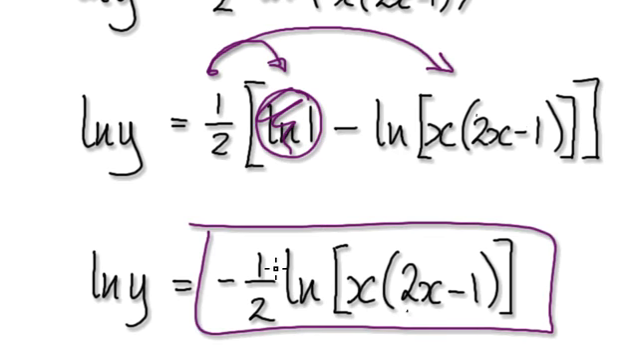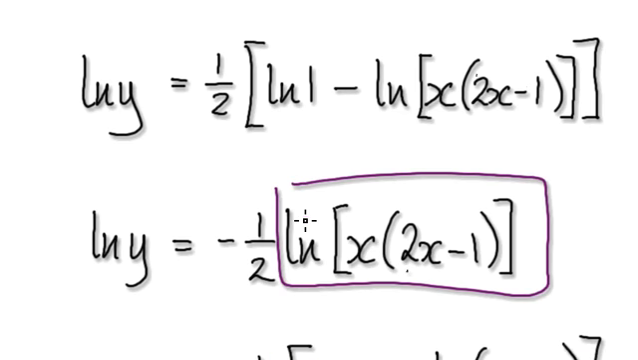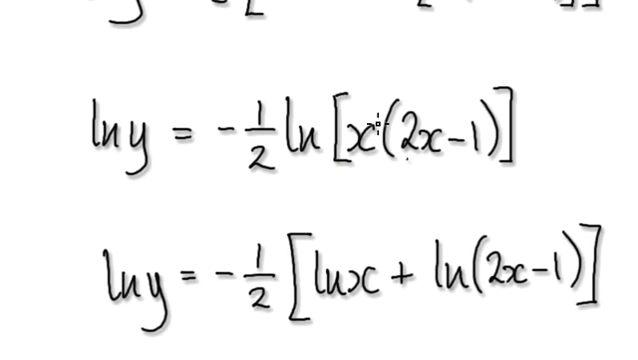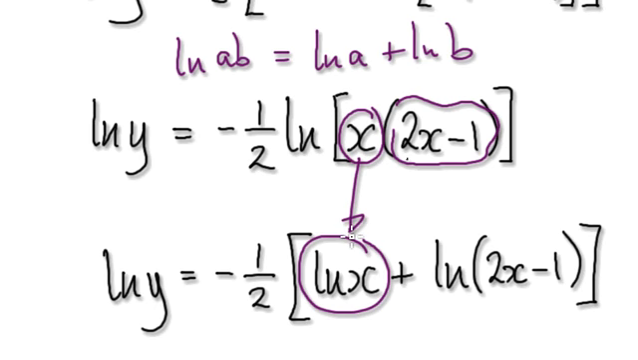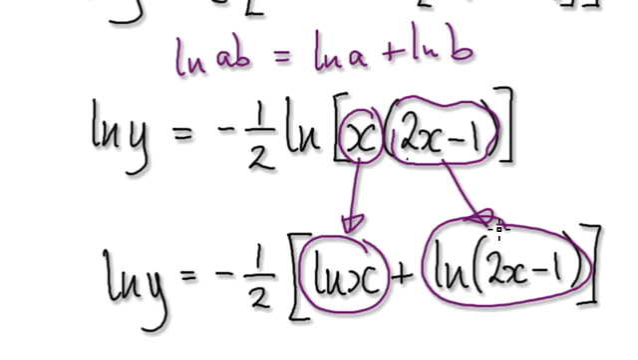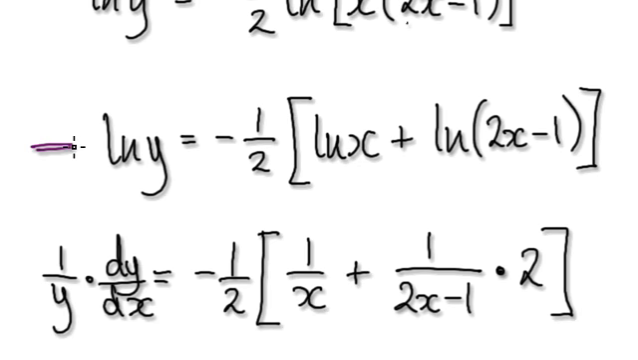Now looking at this bit here, what you've got is really one bubble multiplying another bubble. So whenever you have the log of a times b, that's the same as the log of a plus the natural log of b. So you can split this up. That's this bit here, and then this bit here. So now you're ready to differentiate. So differentiate both sides.